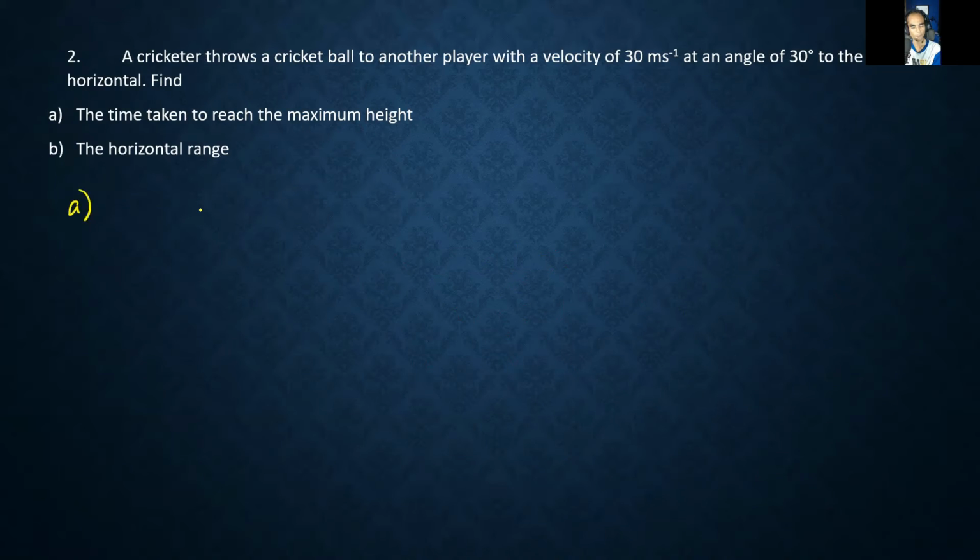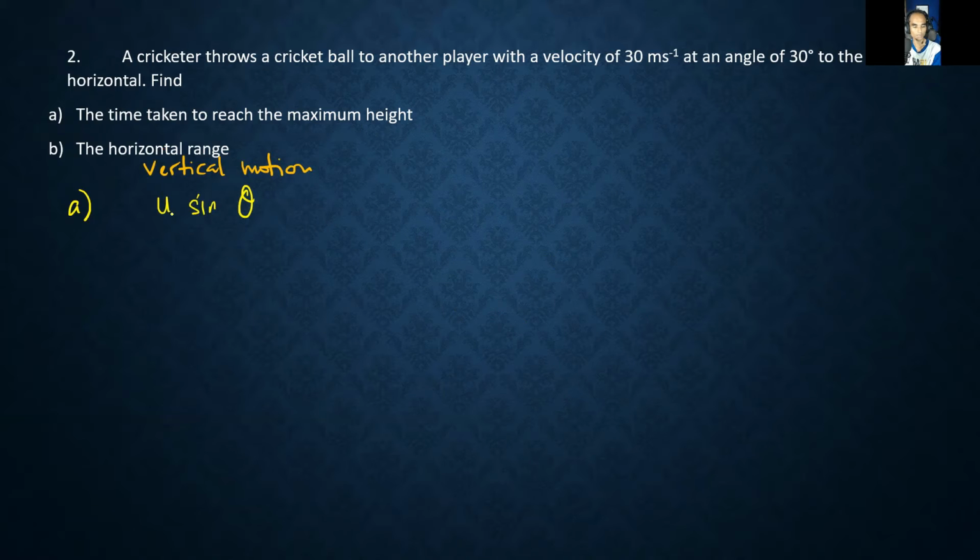Find the u sine theta. So it's 30 sine 30. Now, are you using horizontal or vertical? Which one are you using now? The vertical. Vertical motion. Okay, so I write over here vertical motion. Now u sine theta equals 30 sine 30.